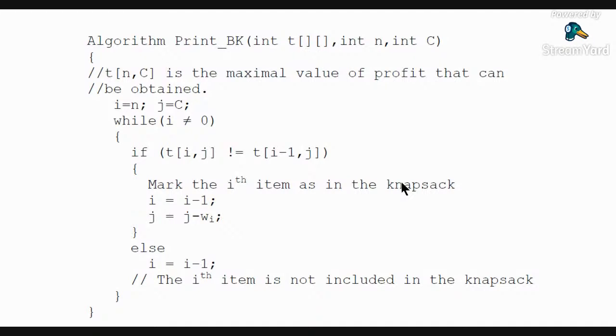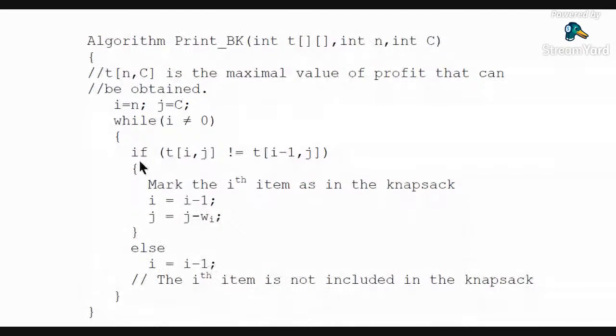And if this if condition is not true, it means that the ith object is not at all included. If the ith object is not at all included, then there is no scope of reducing the remaining knapsack capacity. Only the previous item is considered. So in this case, we just go to the else part, and i is equal to i minus 1.